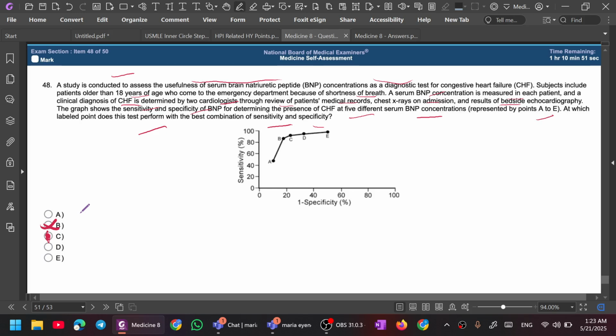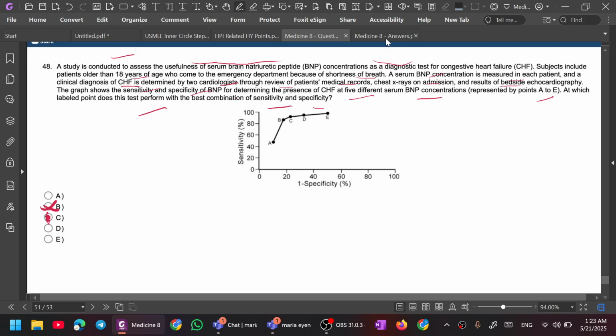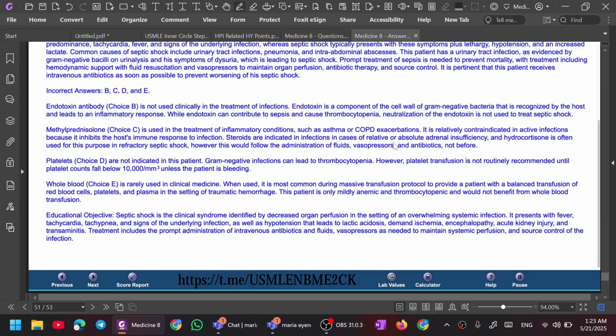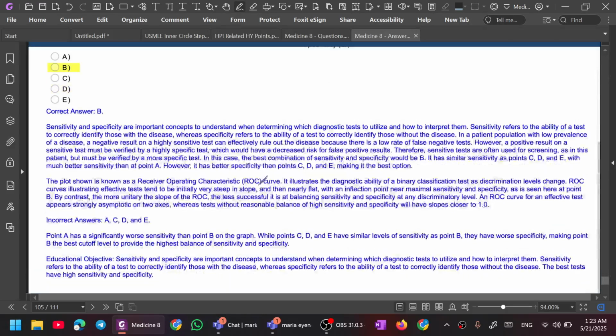Sensitivity and specificity are important concepts to understand when you determine which diagnostic tests to use and how to interpret them. Sensitivity refers to the ability of a test to correctly identify people that have the disease, whereas specificity is the ability of a test to correctly identify people that don't have the disease.